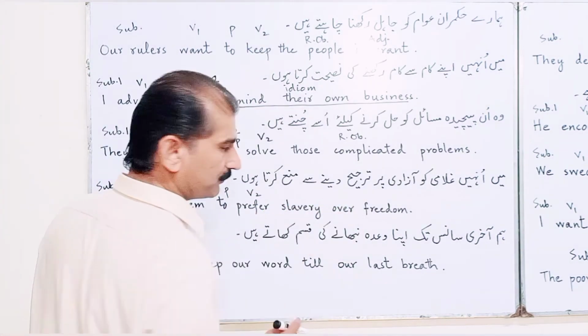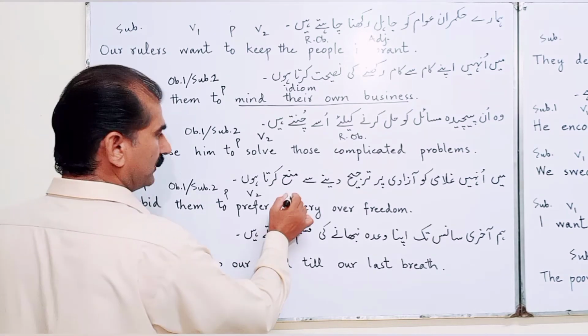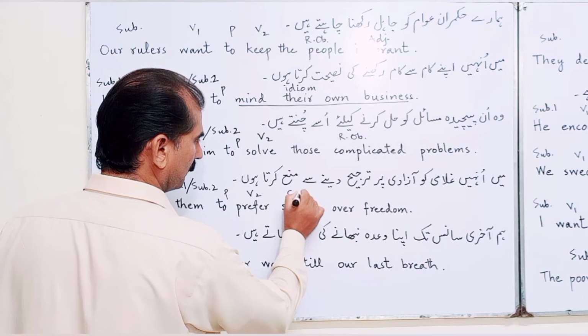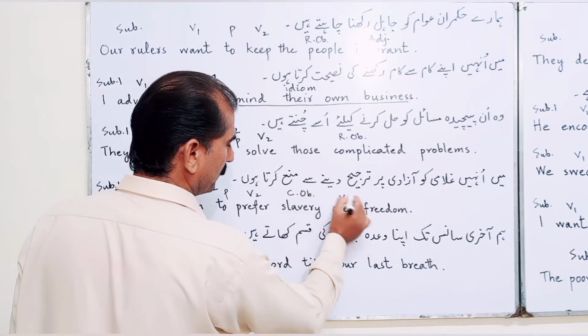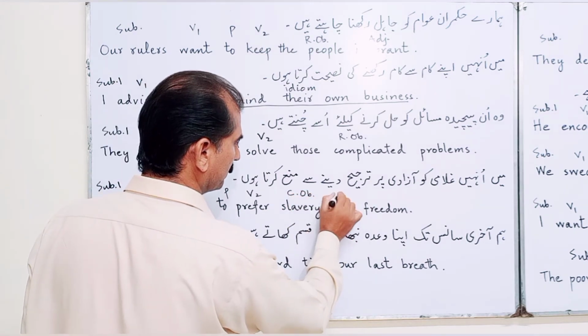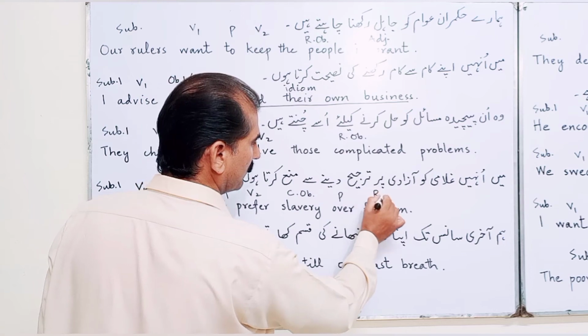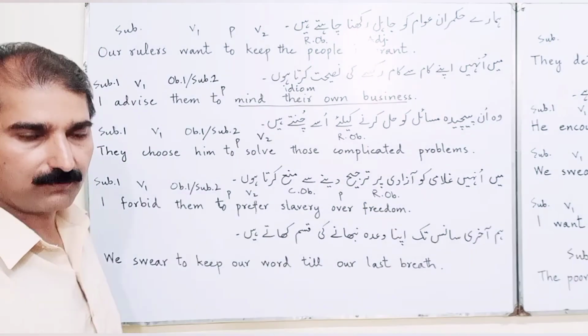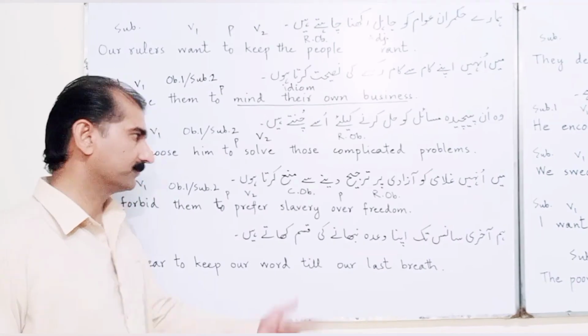Now here we have two objects. Slavery is our casual object, and over is a preposition over here. Freedom is our real object, as it must be a real object of all the citizens of the world.